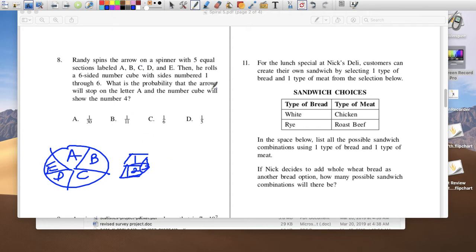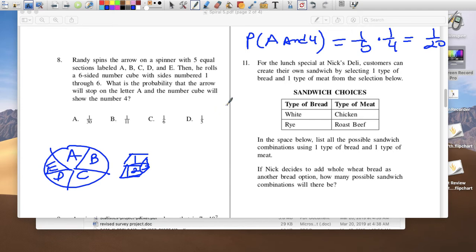And 1 through 6, what's the probability that the arrow will stop on the letter A? So he wants to get A, and then the number 4. So what's the probability both of them will happen? Well, the probability of landing on A is 1 out of 5, times the probability of landing on 4, which is 1 out of 4. If you multiply these two, you get 1 out of 20. So there's a 1/20th chance of this happening, which is definitely not here.